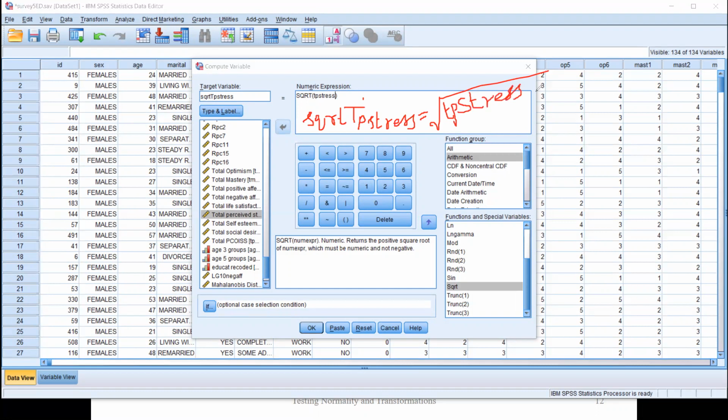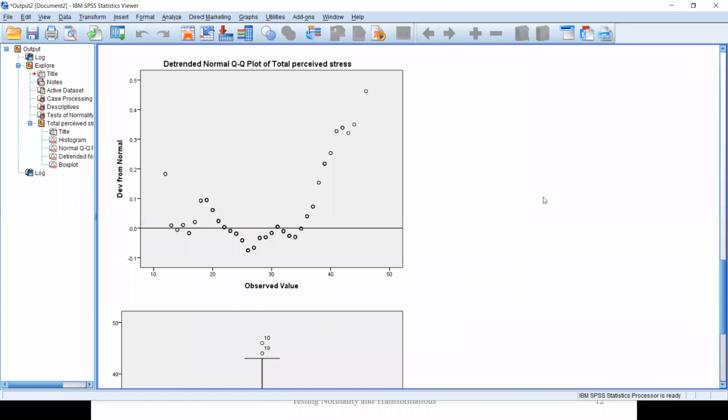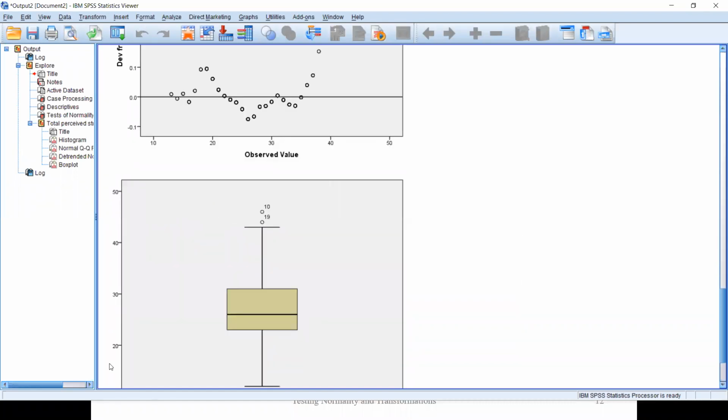Under root of stress, nothing we are doing, we are just taking the square root of this stress. Just click OK. You can see one more column will be created, and that column is what?